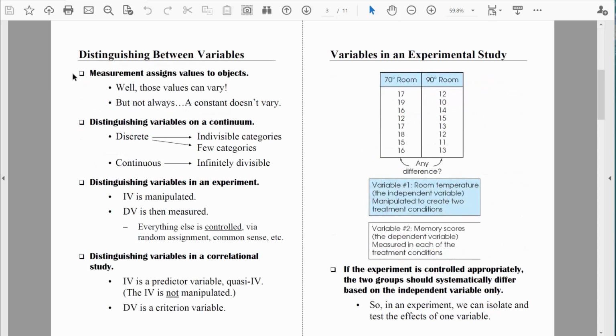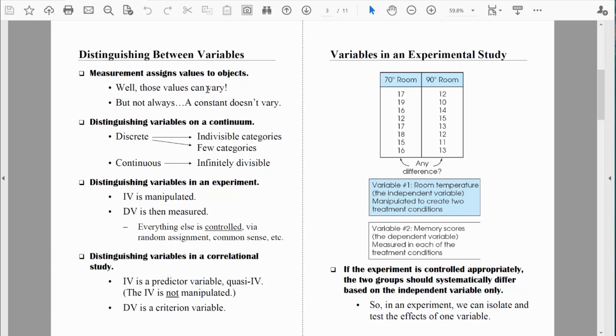You'll remember in a previous video, we talked about measurement, and measurement just really means we're going to assign some value to an object. And when we're measuring different objects, the values that we assign can indeed vary. That's why when we measure things, we typically talk about measuring variables.